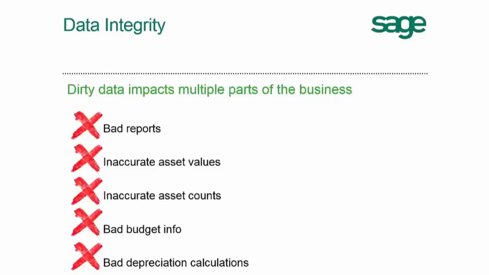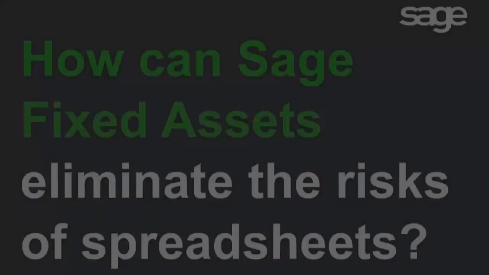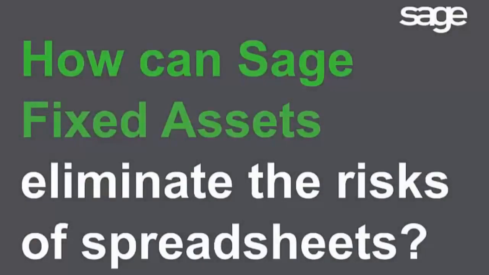And finally, as mentioned before, feeding bad data into your depreciation solution can lead to bad calculations and non-compliant tax entries. So, how can you overcome the cost of spreadsheets? Well, one way is to use a solution specifically designed to manage fixed assets, like Sage Fixed Assets. So let's take a closer look at how this solution can make Excel headaches a thing of the past.